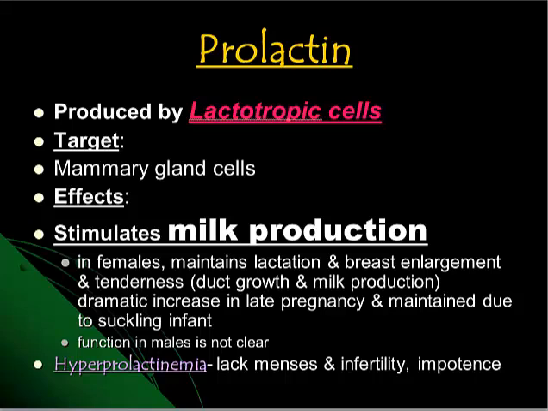Prolactin, abbreviated PRL, is produced by pituitary cells called lactotropes. Lactotropic cells affect the production of milk at the breast. Okay. So prolactin promotes lactation, promotes the production of milk.